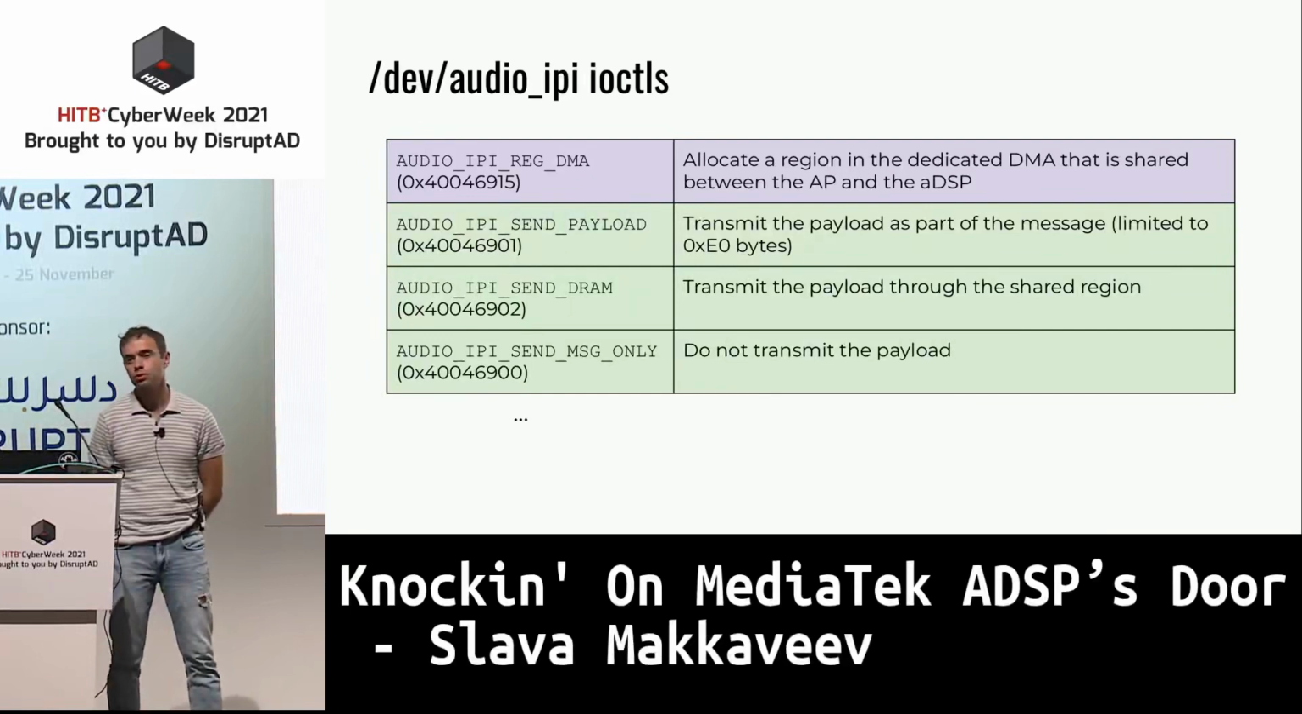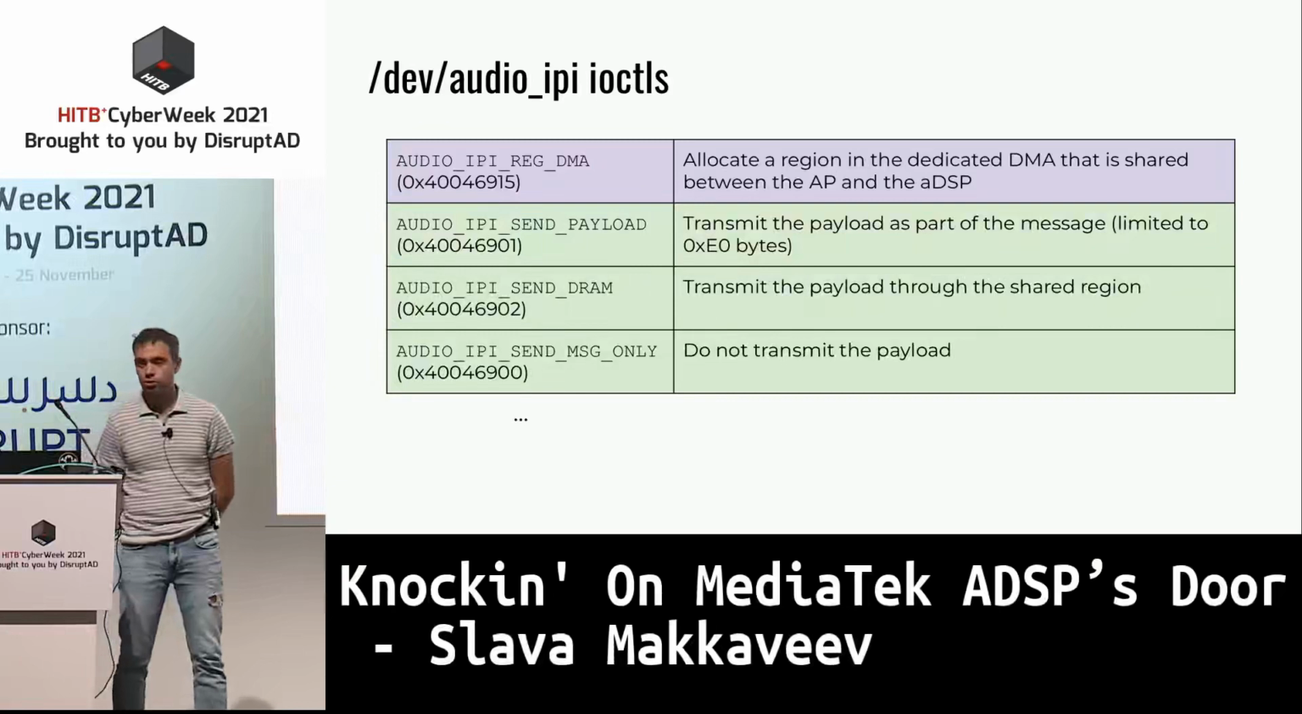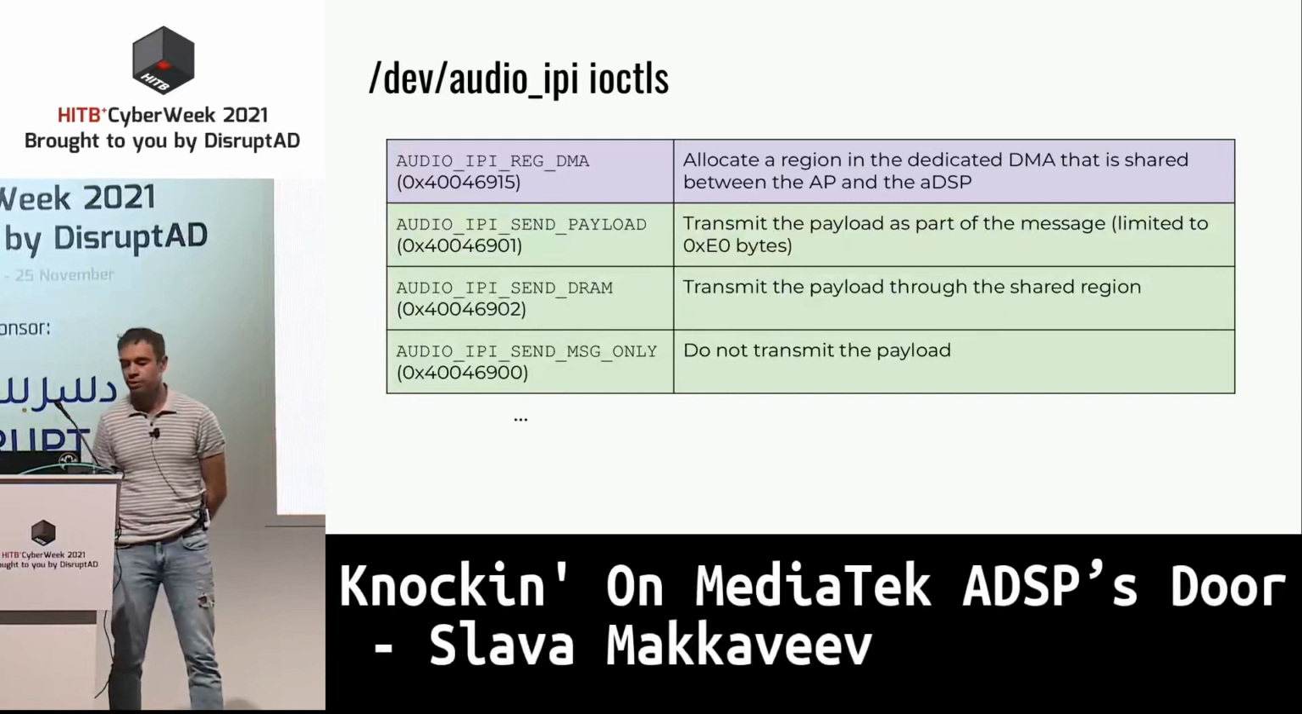The audio IPI RegDMA ioctl could be used to request the driver to allocate a region in a dedicated shared direct memory access memory intended for communication between the CPU and the DSP. Actually, 2 regions are allocated per request. One is for transmitting data from the CPU to the DSP, and the second in the opposite direction. And as I have mentioned, the driver uses this shared region to transmit the payload when calling the audio IPI send DRAM ioctl, and to get results back from the audio DSP.